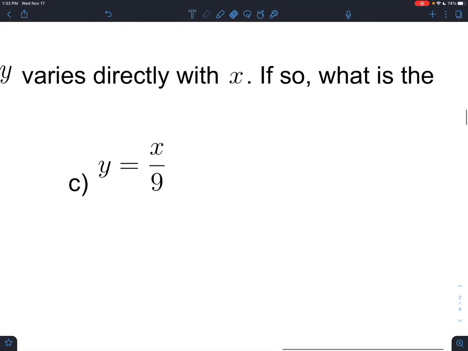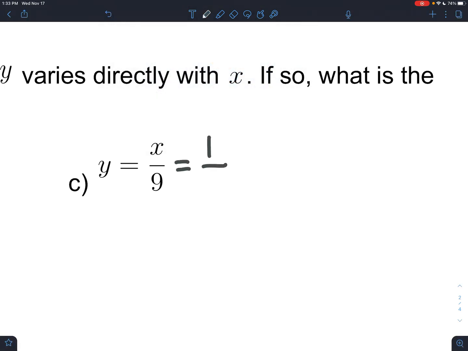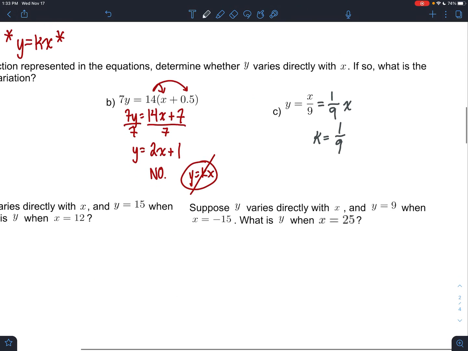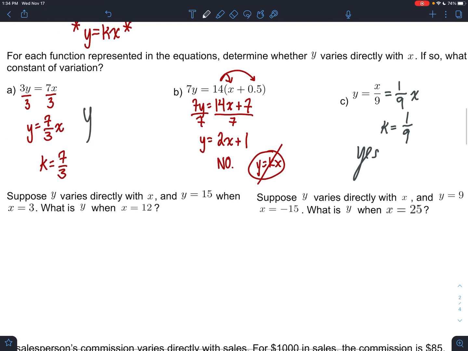And then the last one, it looks maybe a bit weird, but what if we just did this? And then we can just see immediately that k is a 9th. So remember, you can write fractions out front like that, and then that would be k. So this is yes. And this one was yes as well.